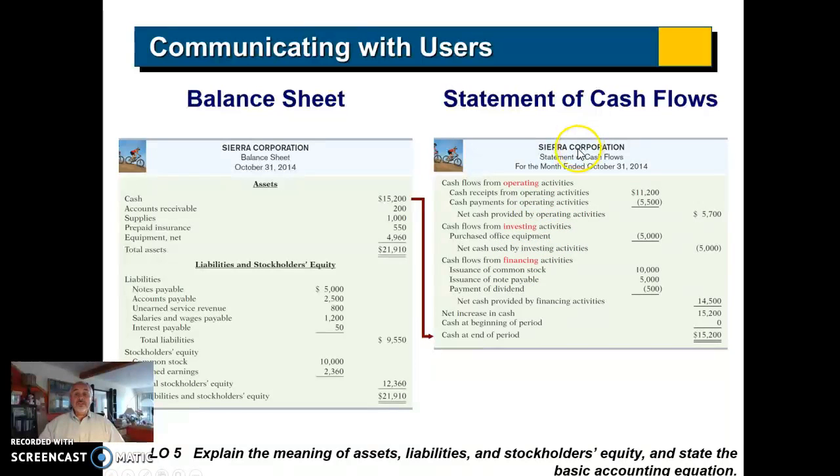This statement shows us where all of the cash is coming in to the company, or cash inflows, and where the cash is leaving the company, or cash outflows. We will talk more about the cash flow statement later in this course.